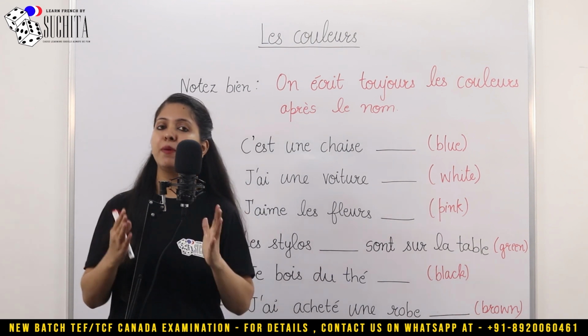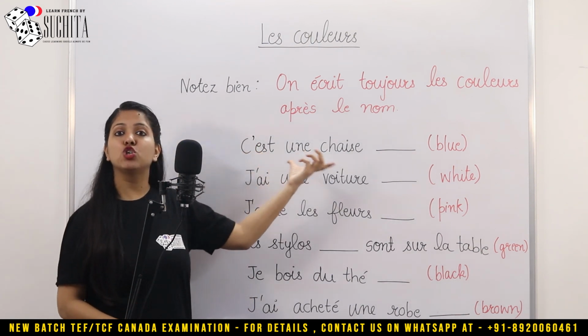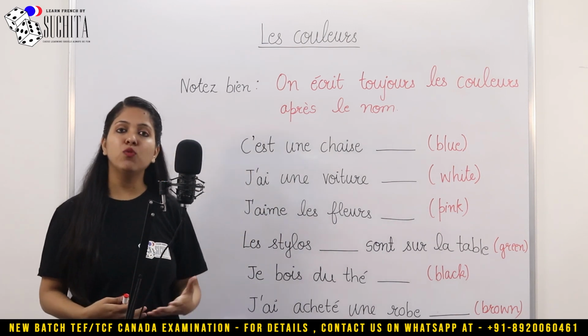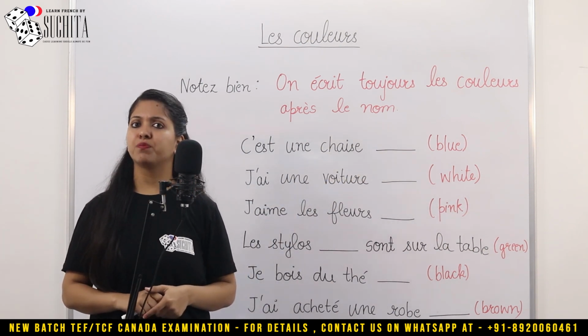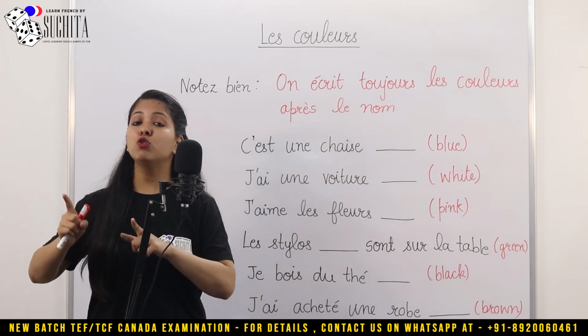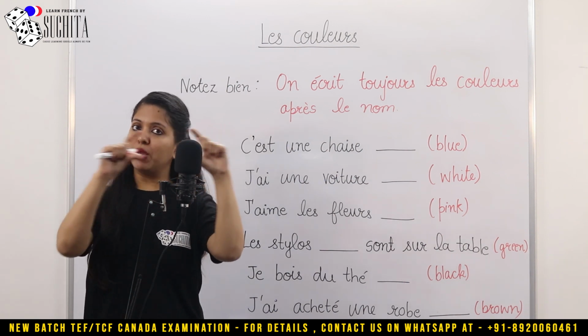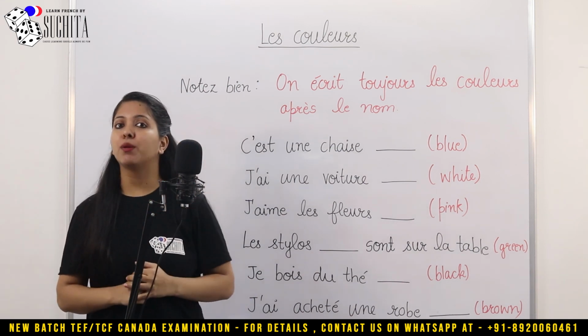Just grab a notebook, grab a pen. We are going to solve it together. Okay. Allez-y. C'est une chaise. This is a chair. Now I want to say blue. So I want to say this is a blue chair. In English you say this is a blue chair. However, in French you will say this is a chair blue. So you will frame your sentence as it is. It's just that a blue chair will become a chair blue.